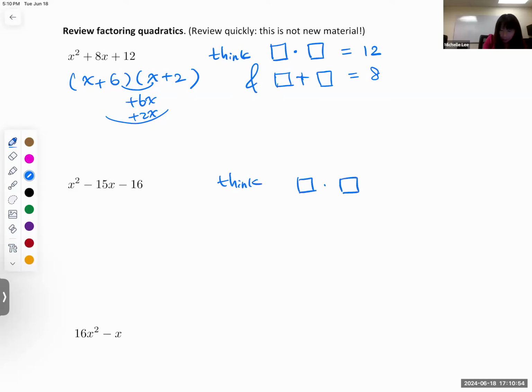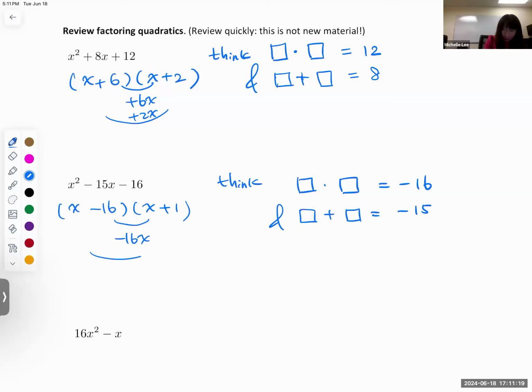Now, once again, think two numbers we multiply to get the negative 16. Then must be one number is negative, right? At the same time, we need to think we add that negative 15. Okay, so x times x, what number is this? Negative 16 plus 1, right? Let's check that. Negative 16x plus 1x, which is negative 15x, right?